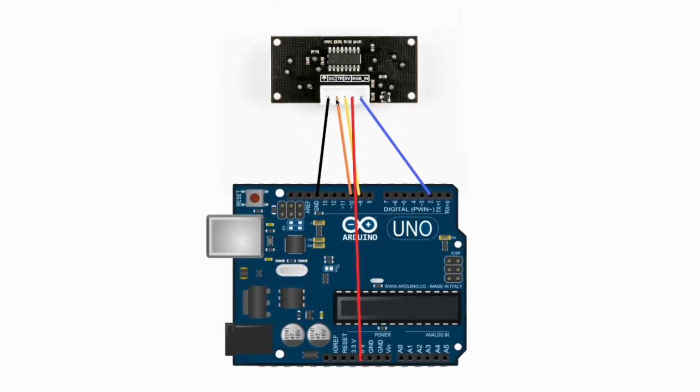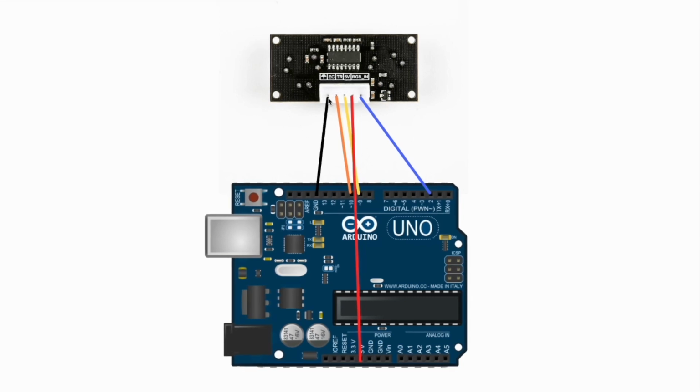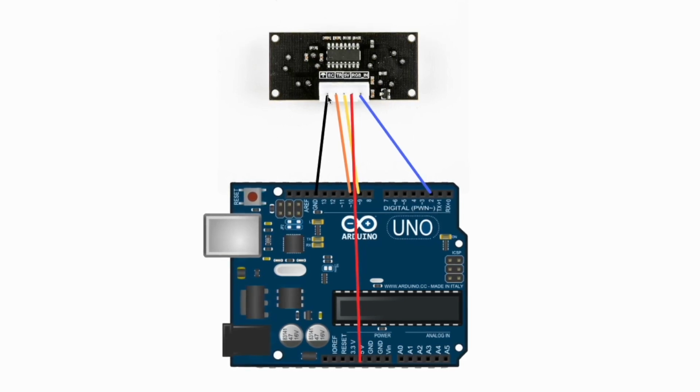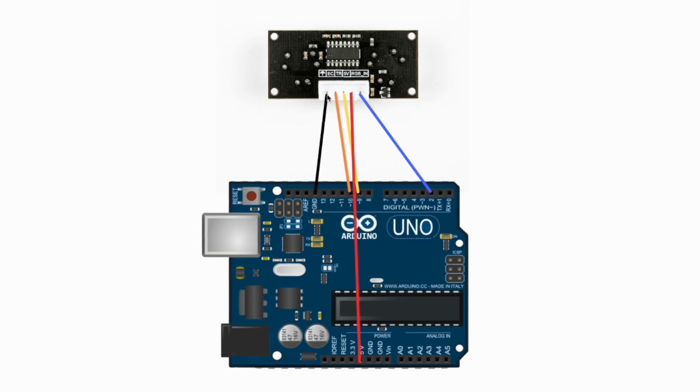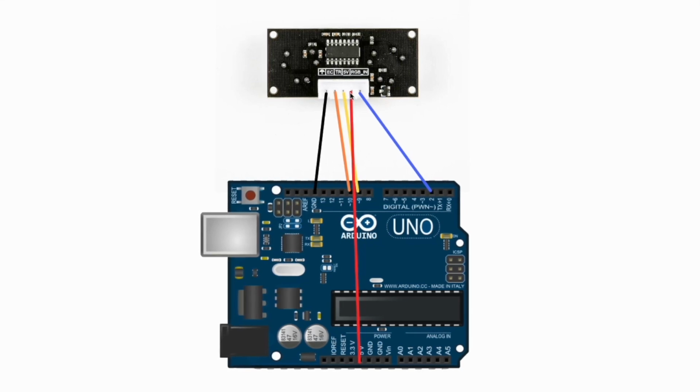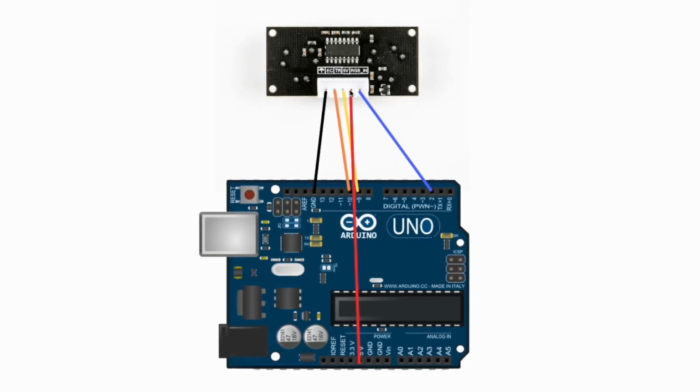object. Now, finally, we have the ground pin in black here, which is connected to the ground, 0 volts, of the circuit. And we also have VCC, which is connected to 5 volts to power this sensor.